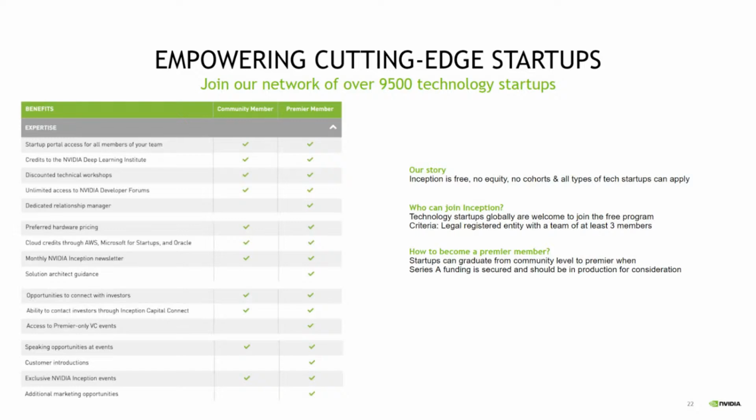And we have two categories. One is the community member level and the other is the premium member level. I don't know how much interest there is within the audience, but I'll give you a quick overview. With the community member approach, you have access to pretty much everything except for the special customer introductions, premier VC events, solution architect guidance, and relationship manager access. When it comes to premium member, obviously you get these additional benefits, but one key thing to remember is that any startup that gets approved and joins NVIDIA Inception gets close to $100,000 worth of free cloud credit access, whether it's through AWS, Microsoft for Startups, or Oracle, depending on the regional guidelines or restrictions with respect to which CSP to use. So that's a key benefit that you need to remember.